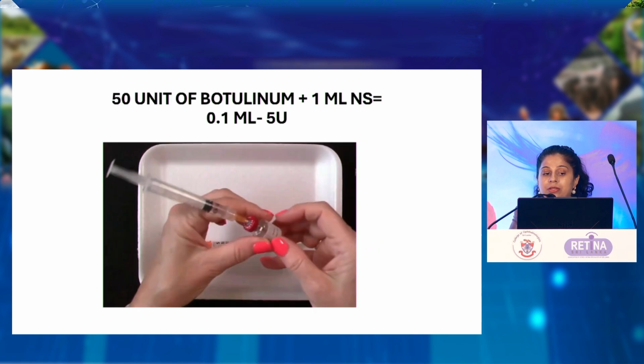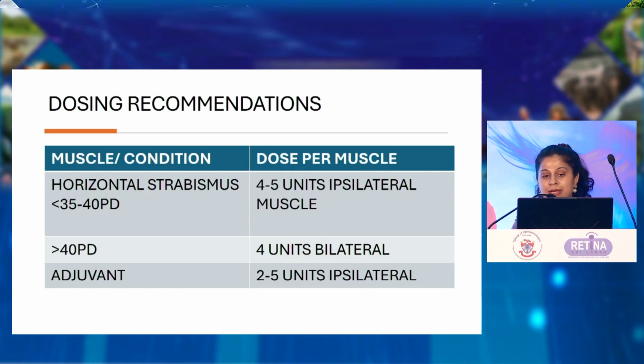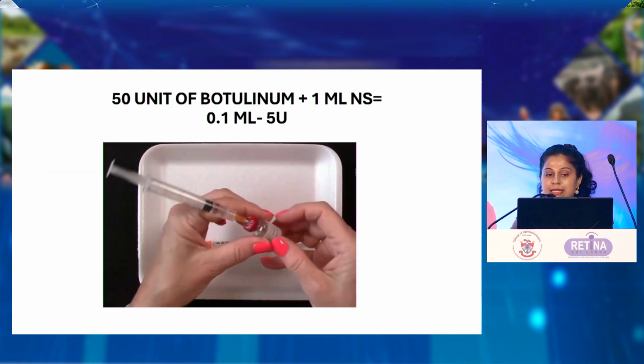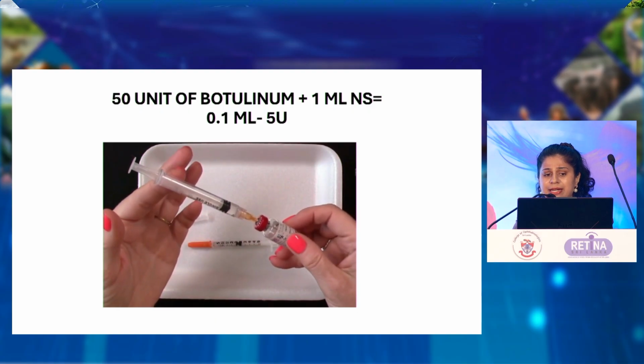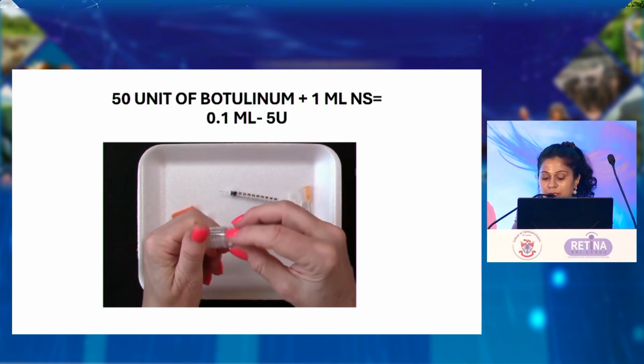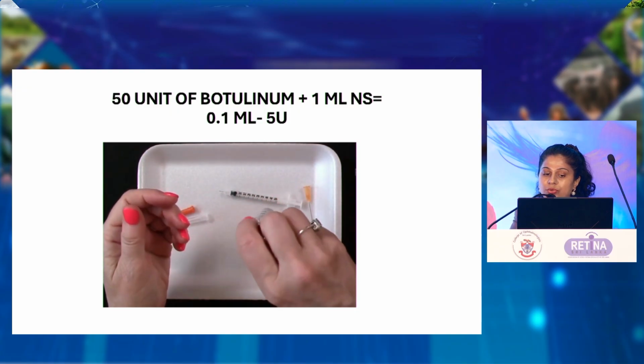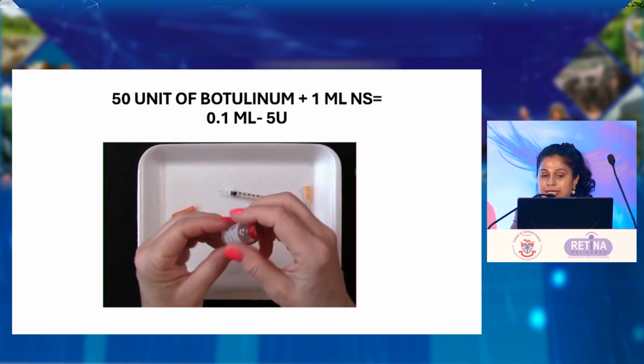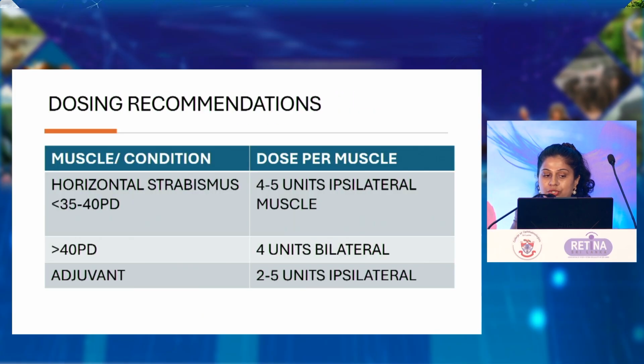So the preparation: 50 units of botulinum toxin is usually prepared by adding 1 ml of normal saline. So it makes 0.1 ml which contains 5 units, that is 1 unit on your tuberculin syringe. The most important point here is to just roll it very gently, not to shake it vigorously after reconstitution.